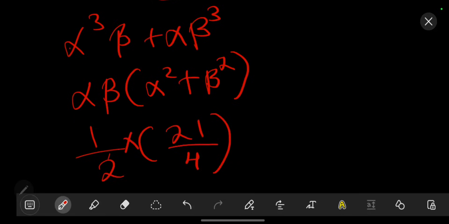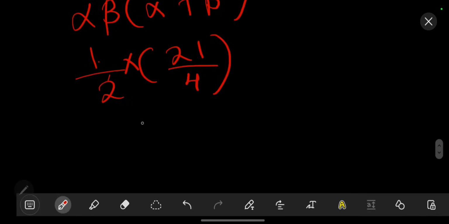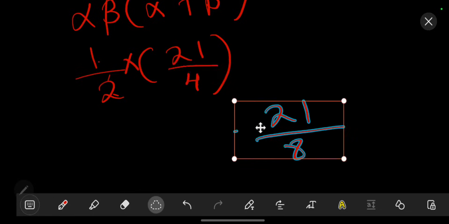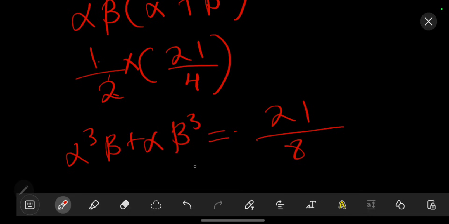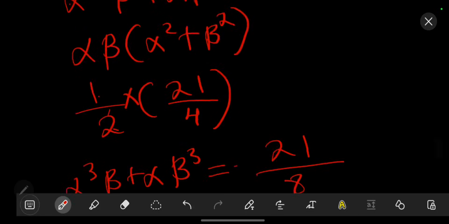Then we are going to multiply 1 by 21. This will give us 21 over 2 by 4. It will give us 8 like that. So this is the value. So they want the value. So this is the value of alpha to the power 3 beta plus our alpha beta cubed. So this is how we find the value of this one. So just get this.